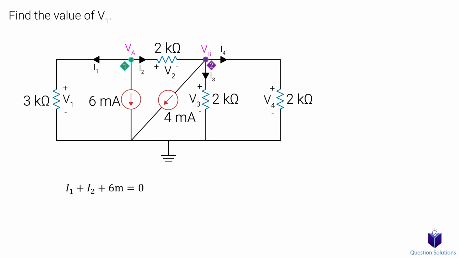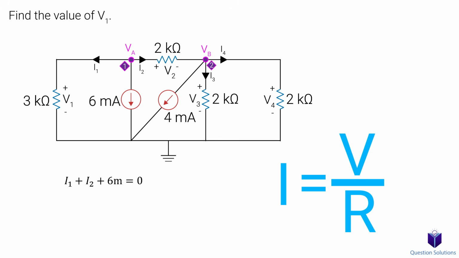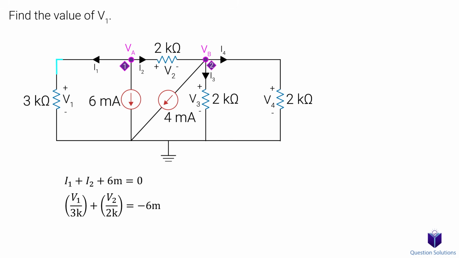Now that we have our KCL equation for our node, the next step is to define our currents in terms of voltages and resistance using Ohm's law. Remember, current is equal to the voltage divided by the resistance. So looking at I1, we see that it's the current flowing through this 3K ohm resistor. So that would be V1 divided by the 3K ohm resistor. Next, we have the I2 current, which is the current through this 2K ohm resistor. So we can write that as V2 divided by the 2K ohm resistor. The 6 milliamps we can take to the other side of the equation.